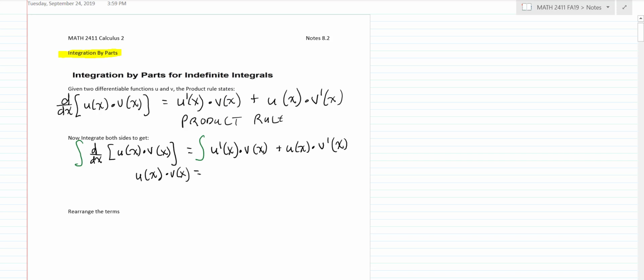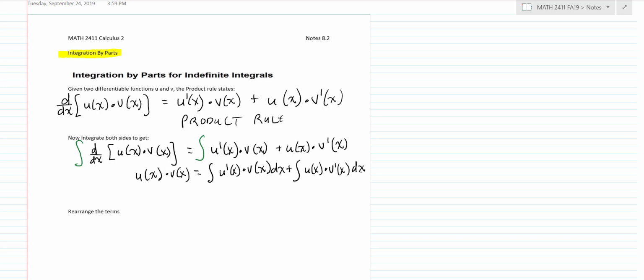Then what we're going to do is split this up, because we can do an integral of a sum as the sum of the integrals. So I'm going to write this as the integral of u prime of x times v of x, and need to squeeze in a dx there. And then the second integral, the integral of u of x times v prime of x times dx. That's just using a fundamental integral rule.